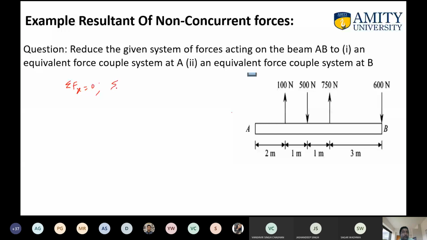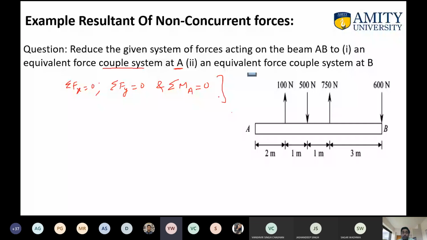When we are asking for the couple system, when will the couple come? When there is a movement. So for that we also need the movement equation. We have to calculate this equivalent force couple system at point A. That means we have to calculate the movement at the point A. Apply these three equations on this beam.